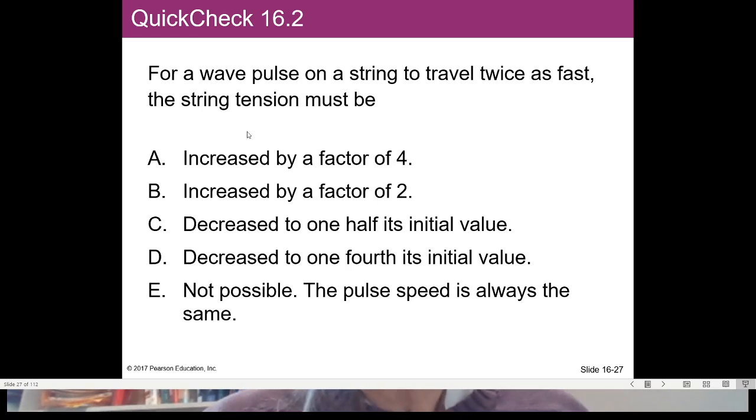All right, so suppose we wanted the wave pulse to travel twice as fast. So how could we make that happen? Well, if we increase the string tension by a factor of 4, then when I square rooted it, we'd get an overall factor of 2. So that would be one way of doing it.